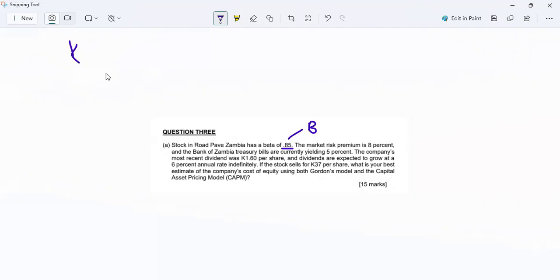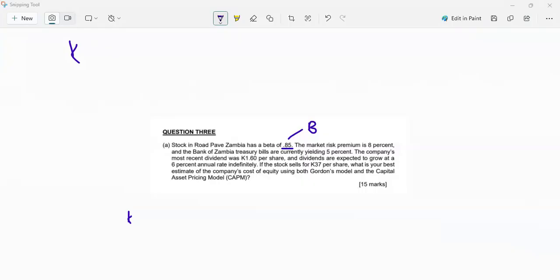We looked at the two models. Who remembers the Kaplan model? KE is equal to what? Is it the one for the risk-free rate plus the ERM minus risk-free multiplied by beta? Yes. So the valuation of equity, we looked at the two methods.